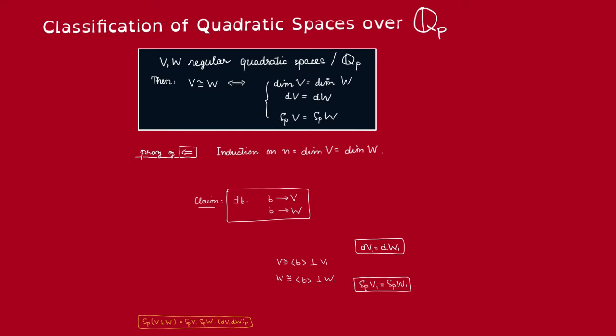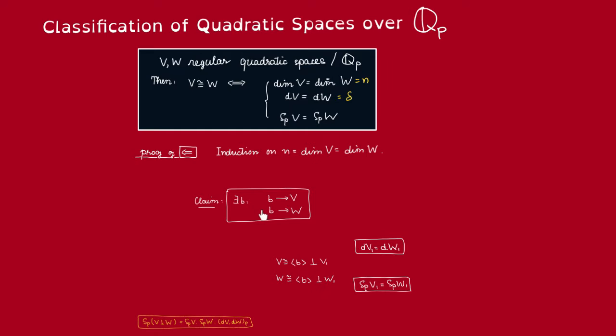So now let V and W be two regular quadratic spaces over the p-adic numbers. Let's show that V and W are isometric if and only if these three invariants agree. Obviously, we only need to prove this direction, so let's do so by induction. For convenience, we're going to call this common dimension n and this common discriminant delta, and we want to induct on the dimension. So the claim is that it suffices to show that V and W represent some common element B.